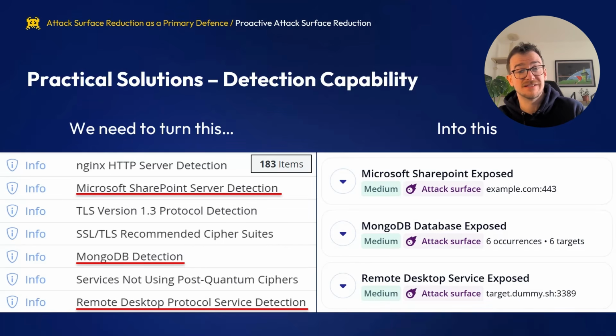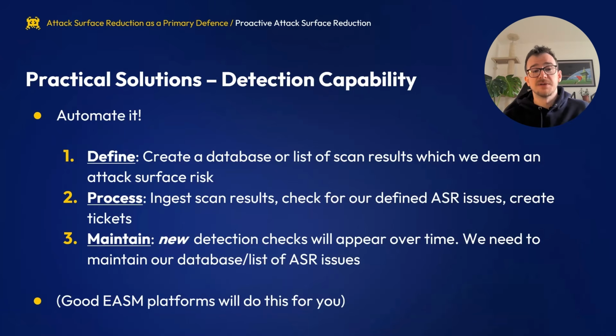So on the right, you can see that Microsoft SharePoint being exposed has been given a medium risk instead of an informational. Because it's something as an organization we should treat as a risk when we detect it on the internet. And we need to automate this. There's three key parts to automating this. First, we need to define a list or a database of scan results, whatever our VM scanners are. We need to create a list of IDs of those scan results, which we deem an attack surface risk.